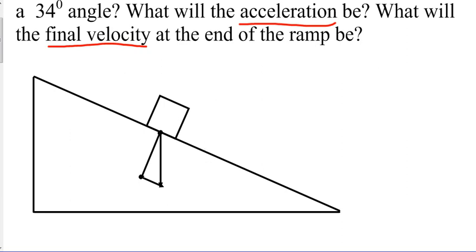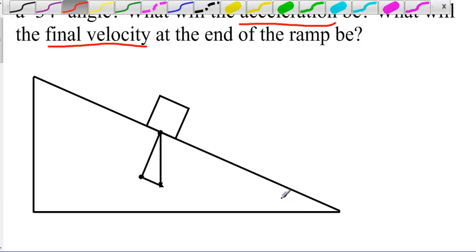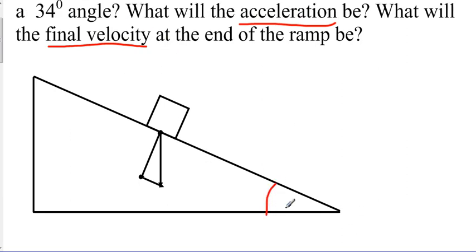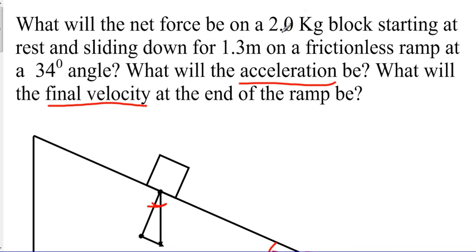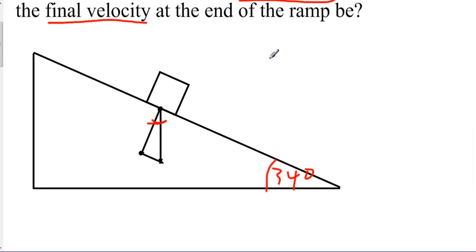This is going to be my triangle there, and this angle is going to be 34 degrees, which means that this angle is also 34 degrees. I'm working with a 2 kilogram block, which means that my weight, which is equal to the mass times gravity, is going to be 2 times 9.8, which gives me 19.6, at least it should. Yes, 19.6 newtons going down.